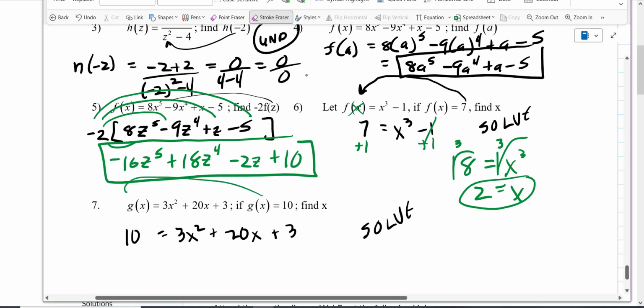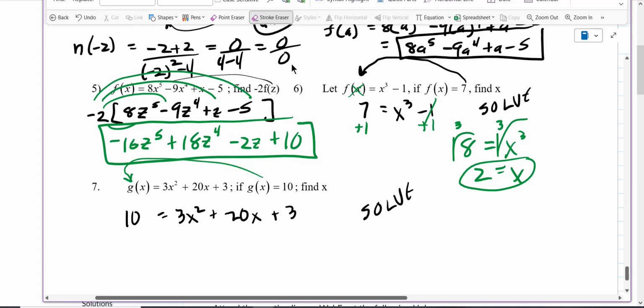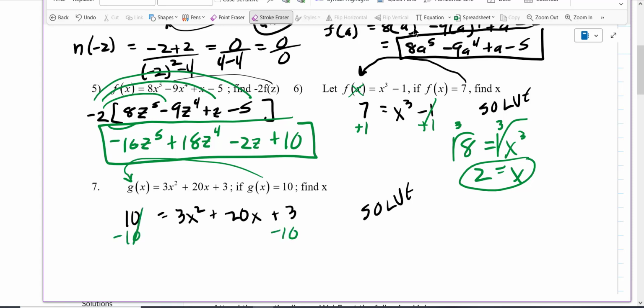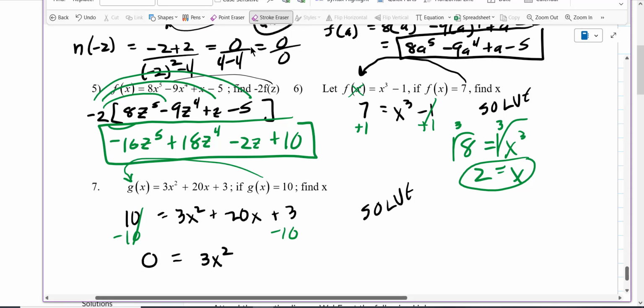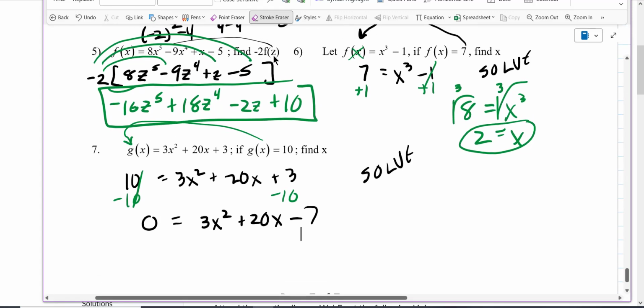Same thing happens on number 7. Go ahead and just plug that in. You got this equation. This is quadratic. How do you know it's quadratic? It's got a second power in it. The highest power is second power. So if it's quadratic, one side has to be set equal to 0. That's always your goal. So if you subtract 10 from both sides, you're going to have 0 equals 3x squared plus 20x minus 7. Okay, almost everybody did the quadratic formula.